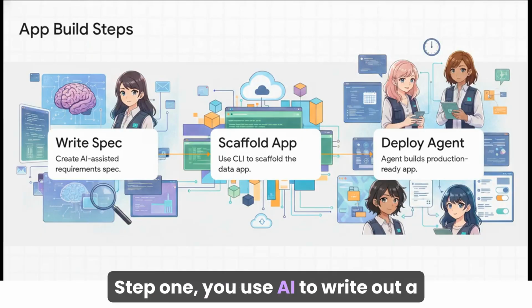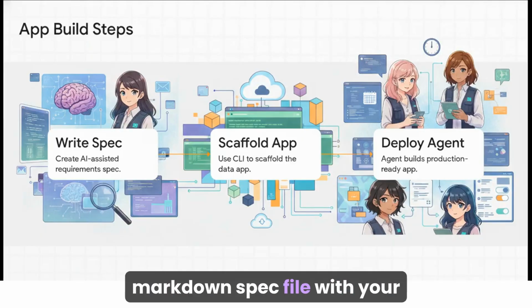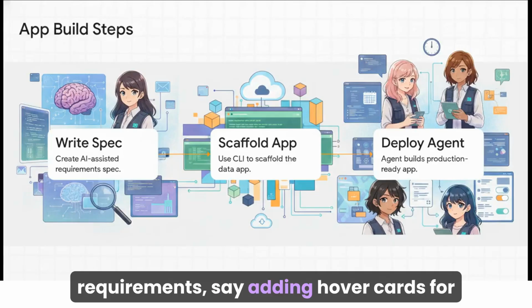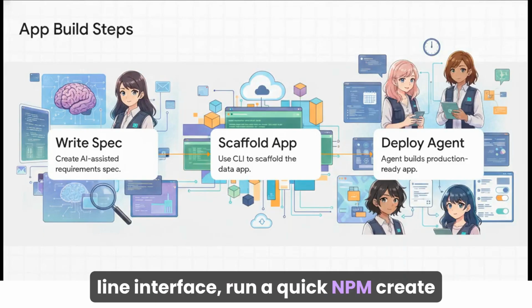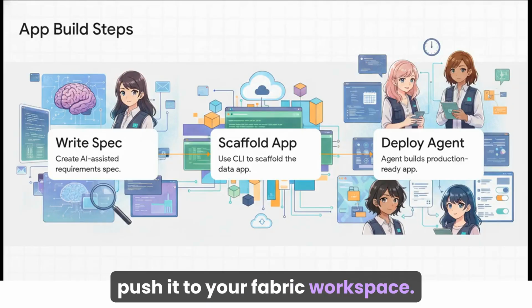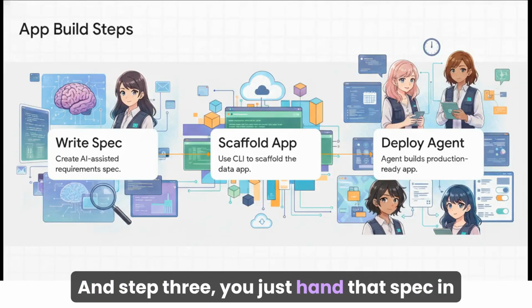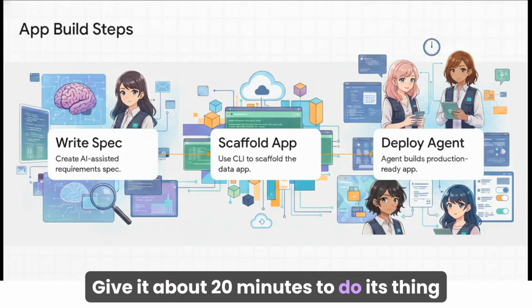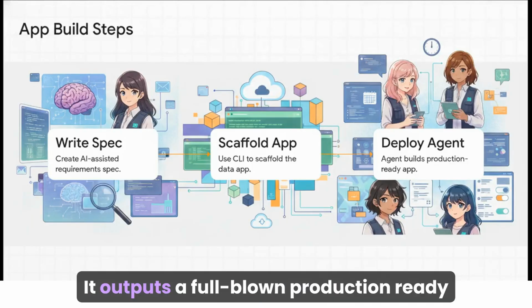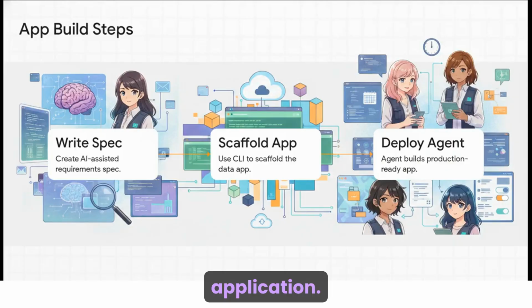Step 1, you use AI to write out a markdown spec file with your requirements, say adding hover cards for images and emails. Step 2, you jump into your command line interface, run a quick npm create command to scaffold your project and push it to your Fabric workspace. And Step 3, you just hand that spec and your semantic model over to a coding agent. Give it about 20 minutes to do its thing, and boom, it outputs a full-blown production-ready application.